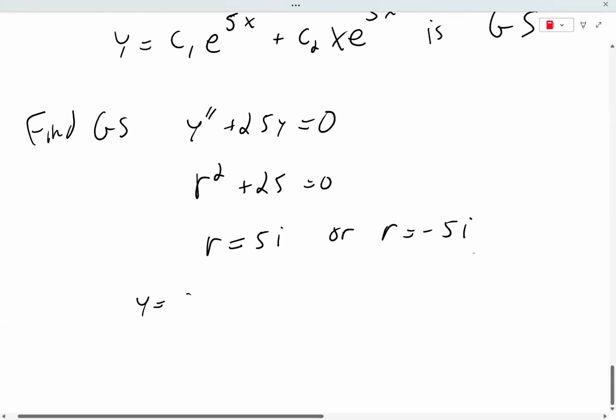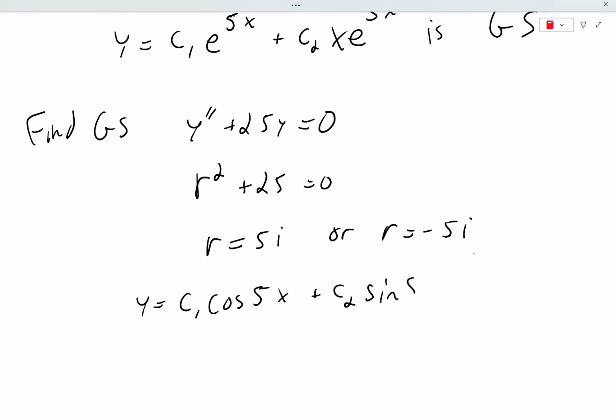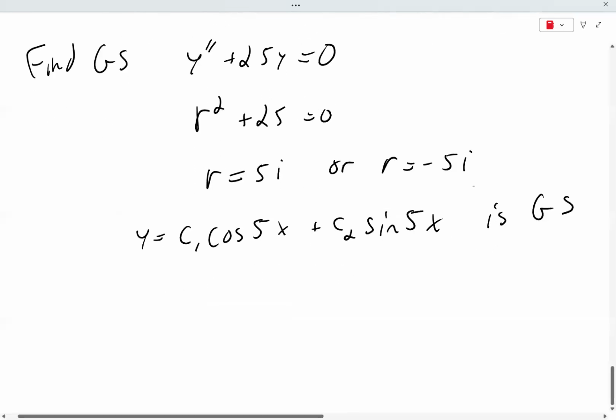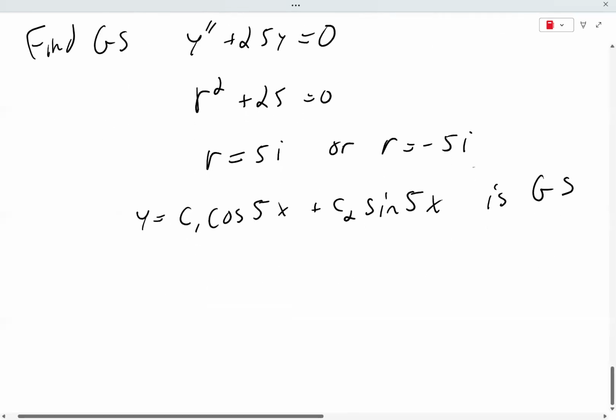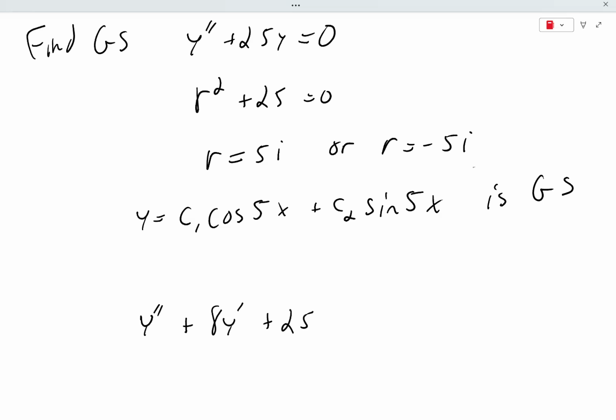Then it's y equals c1 cosine 5x plus c2 sine 5x, and that'd be the general solution here for that. That's like the third case on the handout there. Okay, and then finally, maybe one more look at here. Let's say y double prime plus 8y prime plus 25y equals 0.